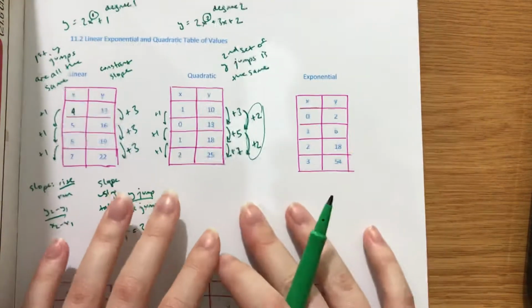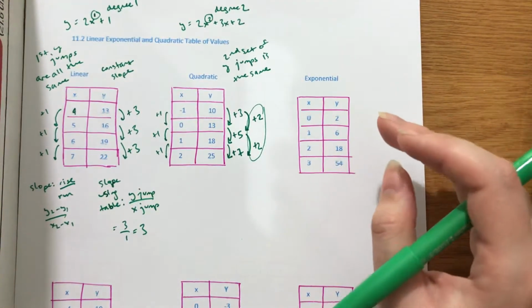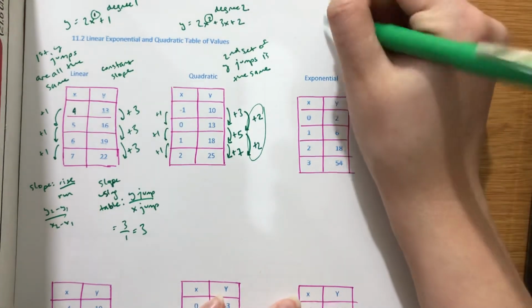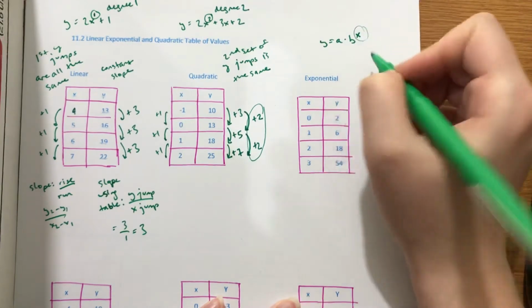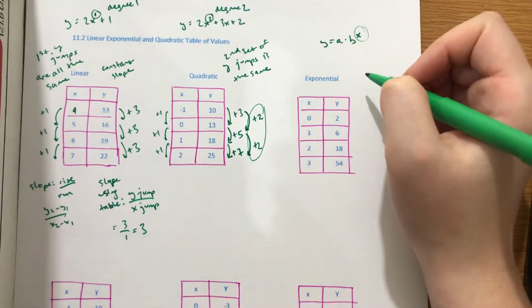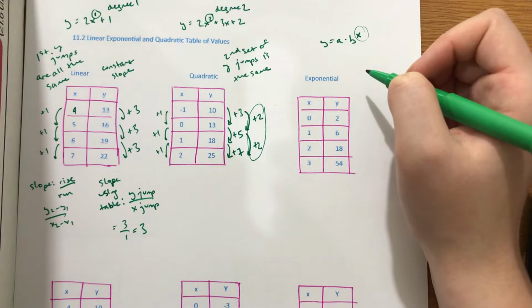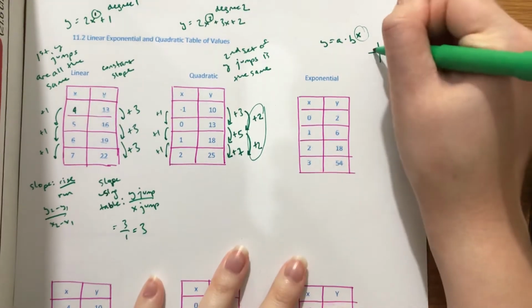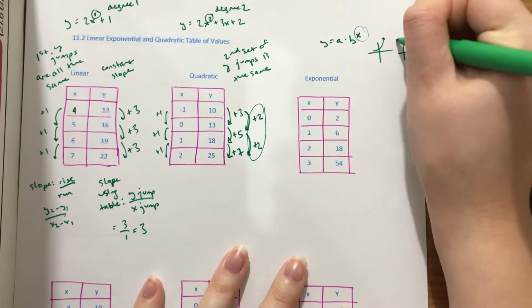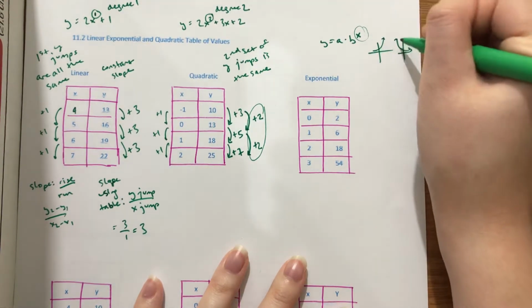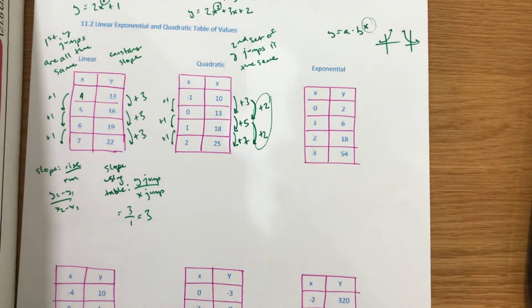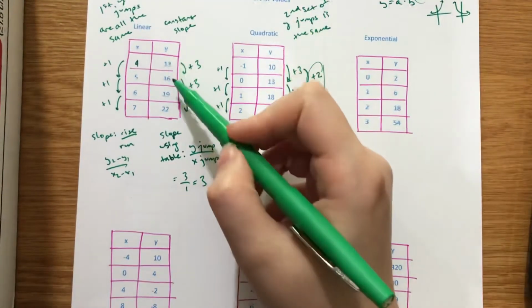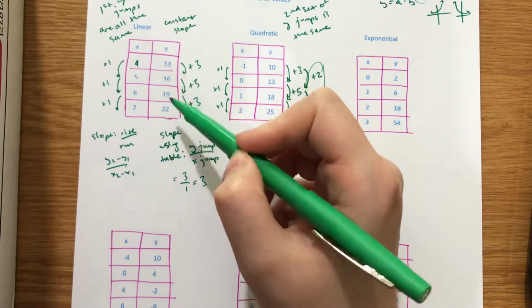The last type of function we studied in Algebra 1 was an exponential function. Exponentials come in the form y equals a times b to the x, and the exponent is where you have your variable. Exponentials either get really big really quickly or really small really quickly. To tell if you have an exponential table, it's usually kind of easy because they get really big or really small. Obviously over here, 13, 16, 19, 22, it's going up pretty slowly.